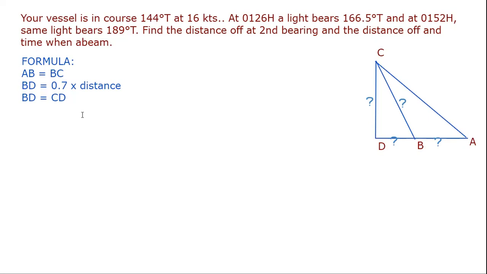So what will we do? This is the solution. First, like what we did earlier, find the course. What is the value of our course? 144 degrees. Then let's find the first bearing. What is the value of the first bearing? This is our angle A, and this is our angle B. Let's find that so we are sure. Our first bearing, it says, at 0126 hours a light bears 166.5 degrees. Okay? So how will we do this?